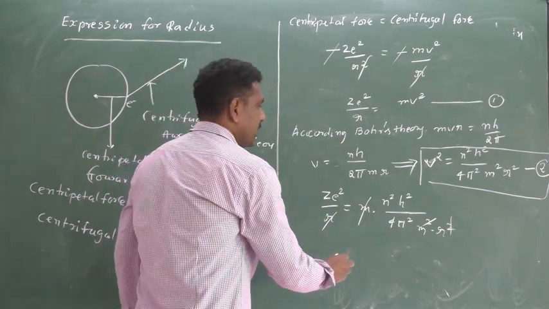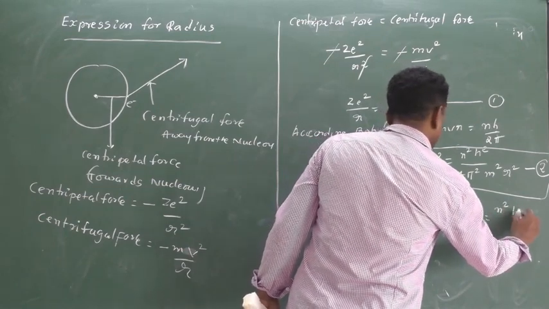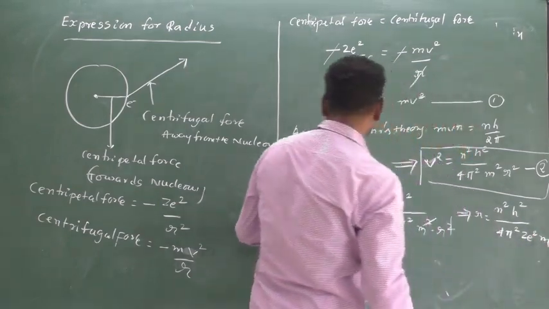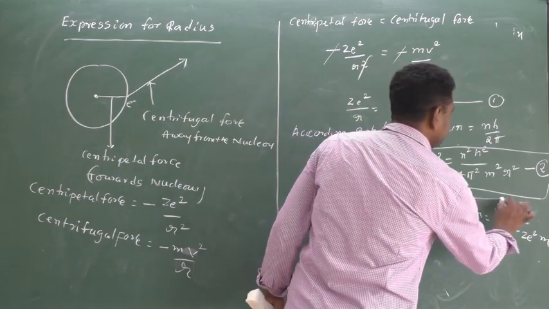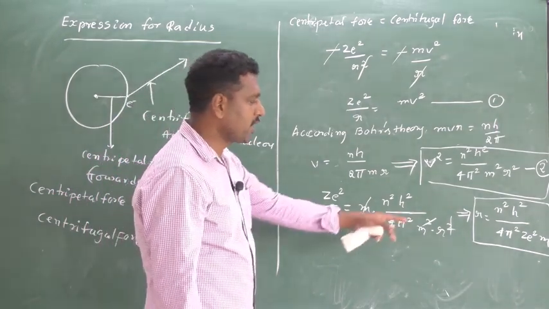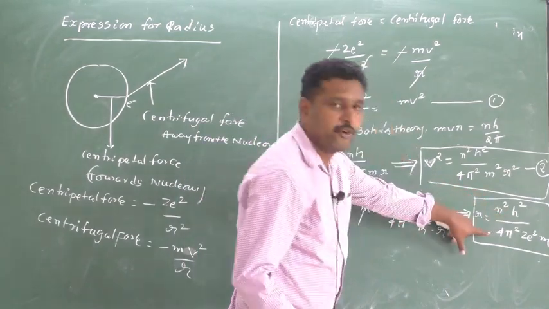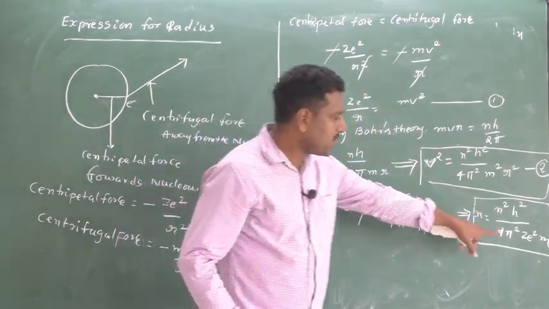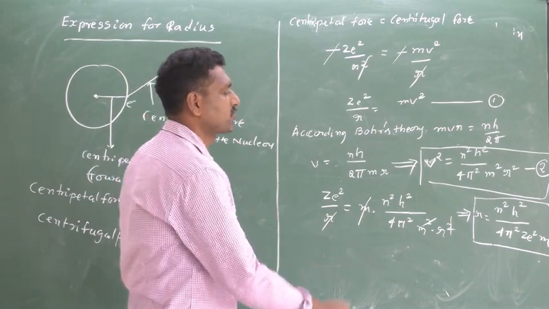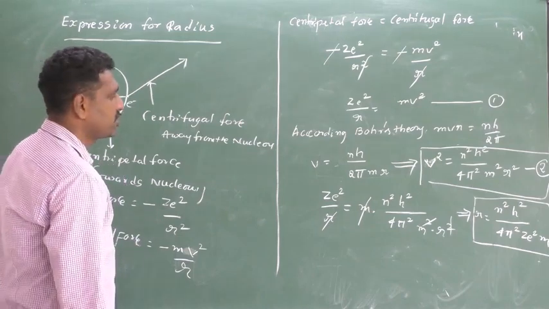After that, r, the radius, equals n square h square by 4 pi square Ze square into m. This is the formula. Here Z is the atomic number, e is the charge of the electron, and m is the mass of the electron. On substituting standard values, we get the equation.